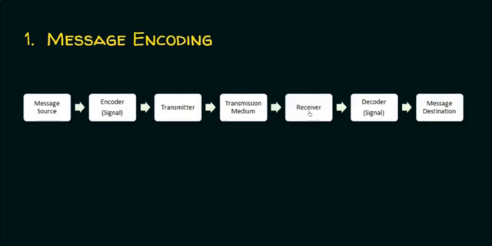The receiver, after receiving the data, decodes the data, and after proper decoding, it means the message has reached the destination. This is what message encoding is all about.